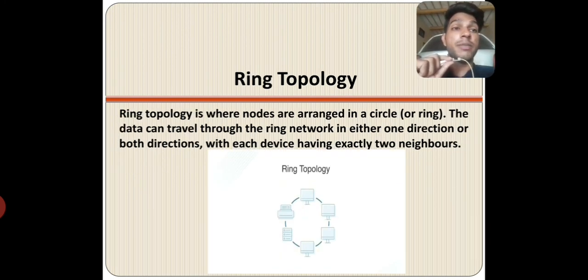Third one is ring topology. You can see it is like a ring. Ring topology is where nodes are arranged in a circle or ring. The data can travel through the ring network in either one direction or both directions, with each device having exactly two neighbors.